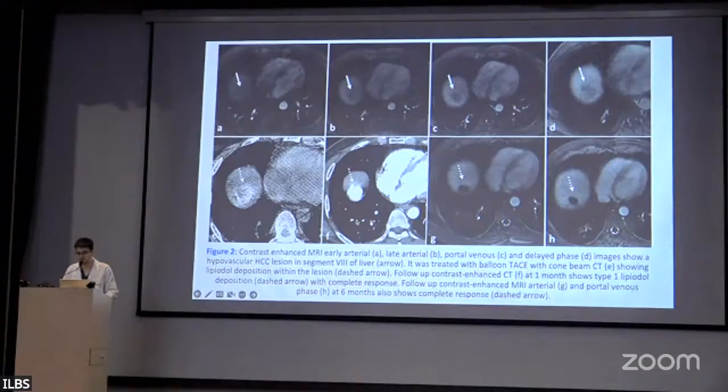And this is the follow-up imaging. This is at 1 month, and there is dense deposition of lipiodol within the lesion. And again, this is the follow-up at 6 months. There is a reduction in size of the lesion.